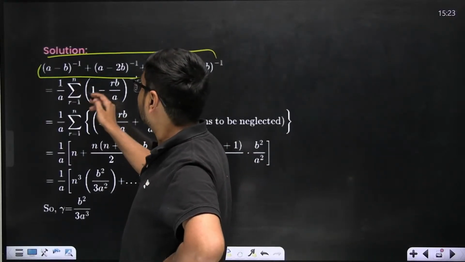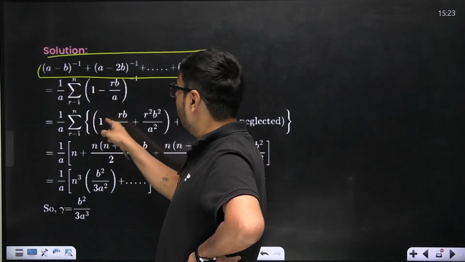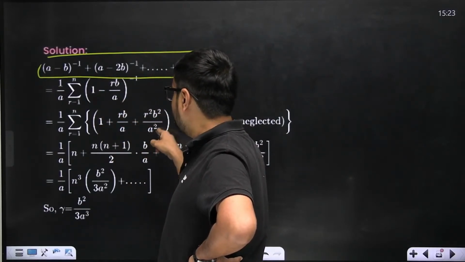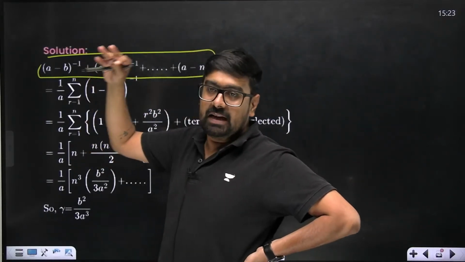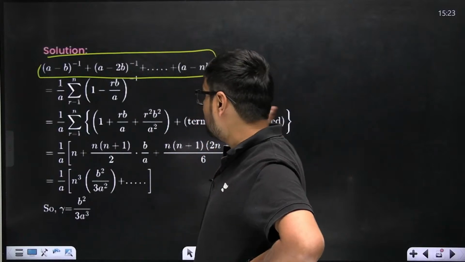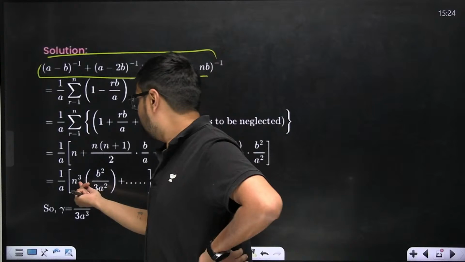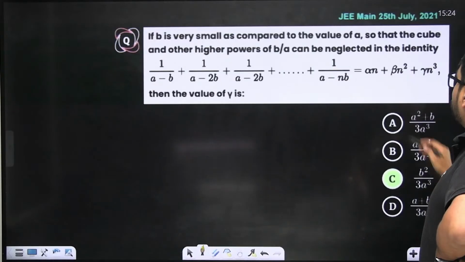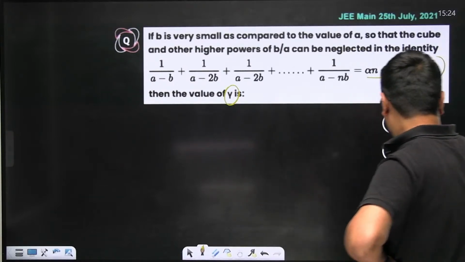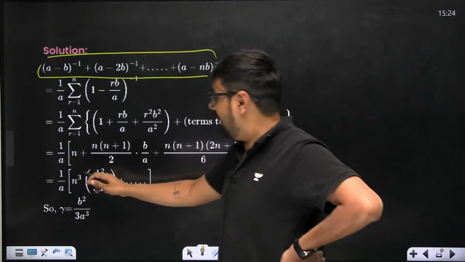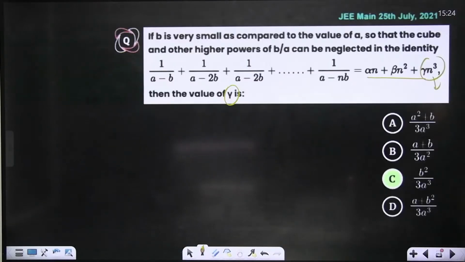So 1 by a times the summation of these terms, (1 minus rb by a) to the power -1. Now if you expand this, it becomes 1 plus rb by a plus r square b square by a square, and the cube powers. The question already told us that higher powers than 3 can be neglected, so we neglect all the other powers. We open this simply. You had to compare it with this and find gamma. Only the cubic term needs to be compared, and gamma will be found directly. So the cubic term will be equal to b square by 3a square, so gamma is b square by 3a cube. Direct answer you will get.